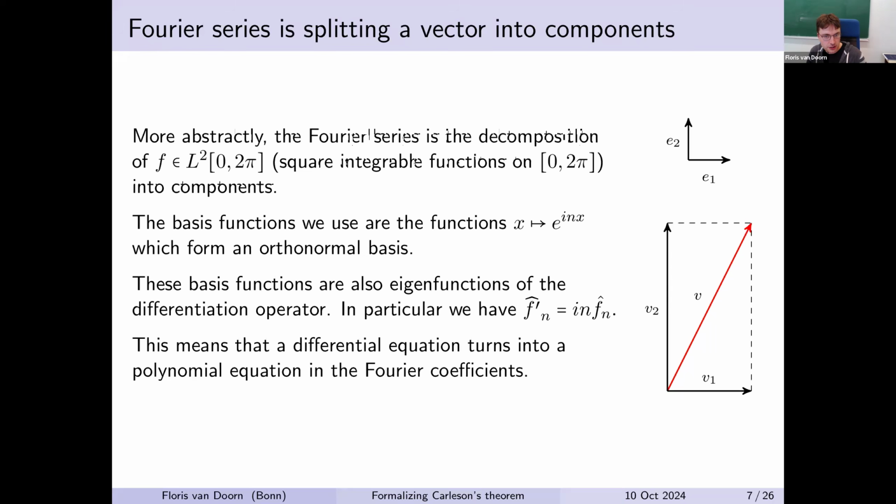And moreover, these functions have a very nice property because they are the eigenfunctions of the differential operator. So if you apply the differential operator to these functions, you get just a multiple of your original function back. And this means in particular that if you take the Fourier coefficient of the derivative of a nicely differentiable function, then it's just a multiple of the Fourier coefficient of the original function.